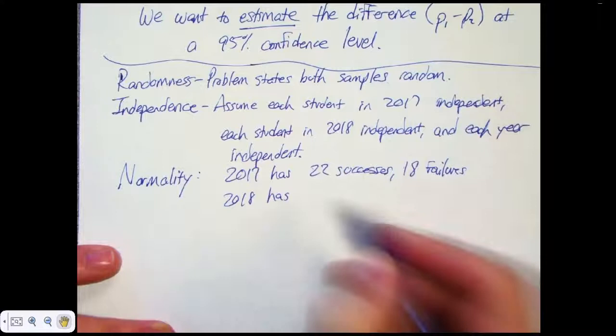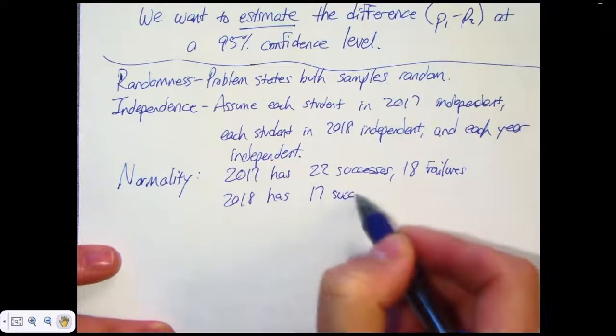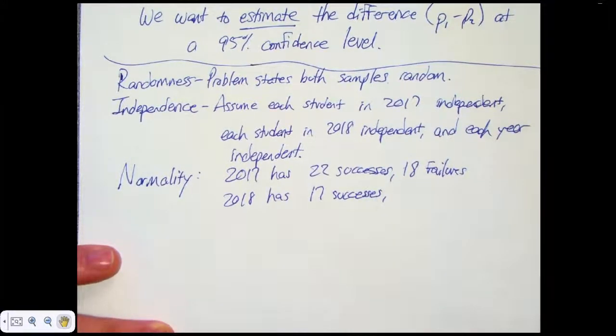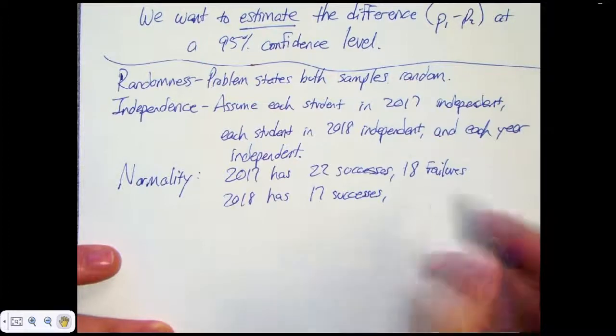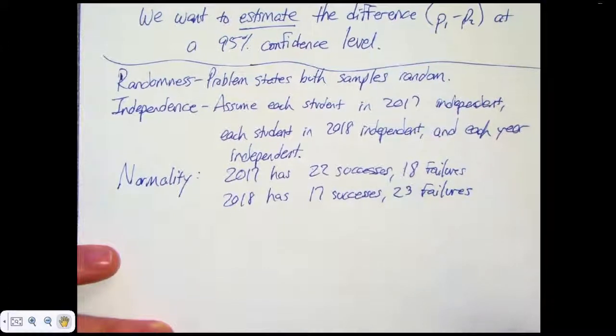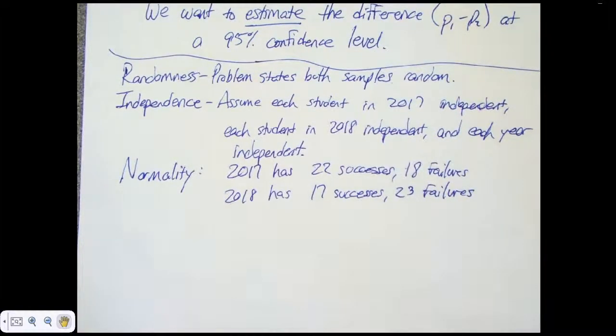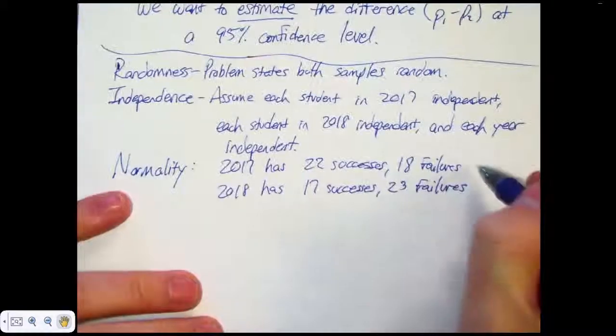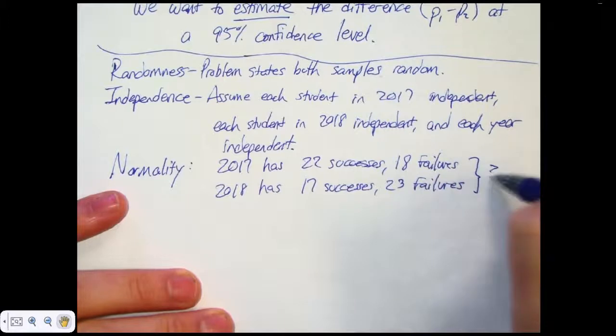2018 has 17 successes. Alright, ready for this? How many failures? Nice job. And then I would just go, okay, those are bigger than or equal to 10.